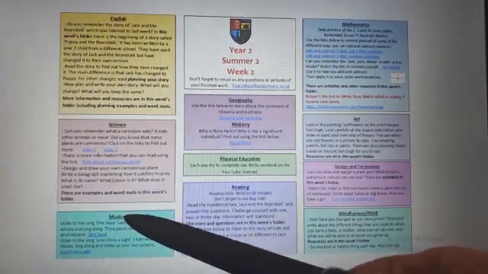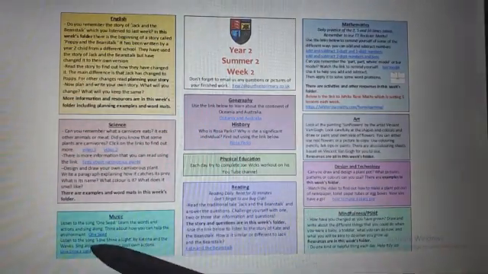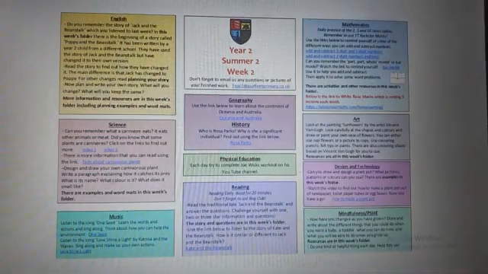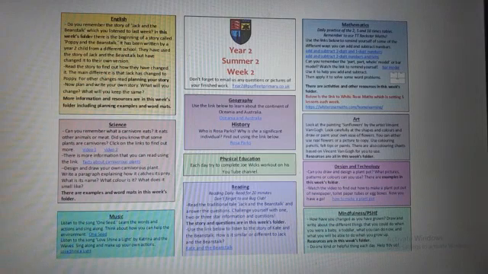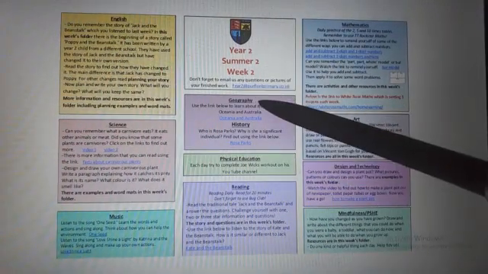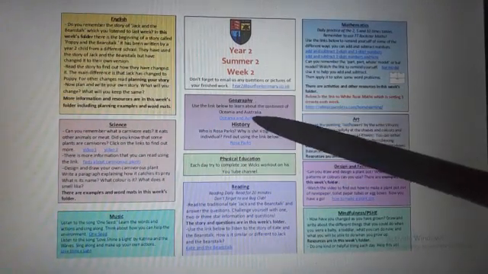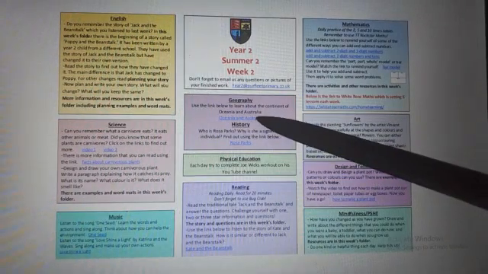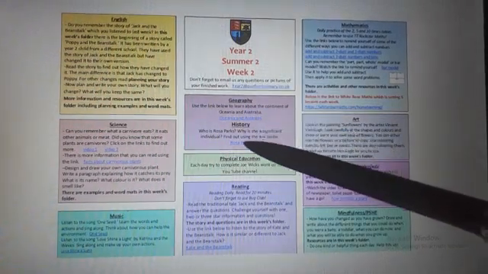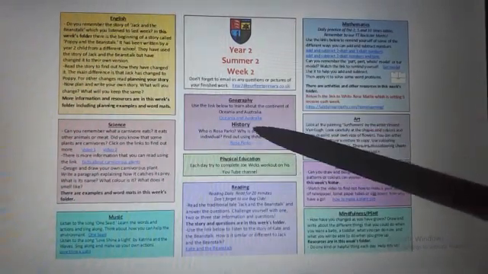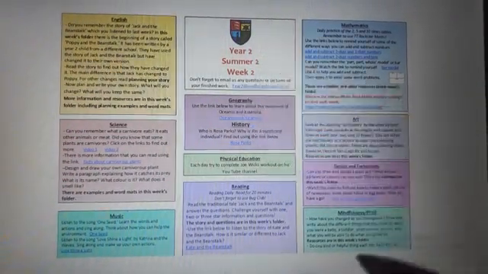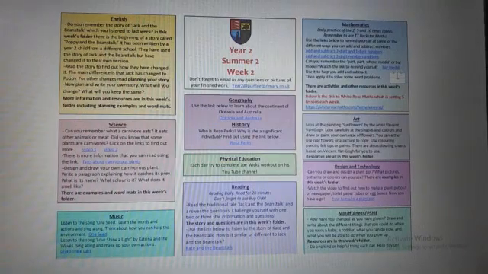Now for music, there are 2 lovely songs there for you to click on and listen to and have a go at trying to learn. For geography, over here in the middle, we want you to find out about Oceania and Australia. And then for history, about roads and parks. Really looking forward to see what you do about that.